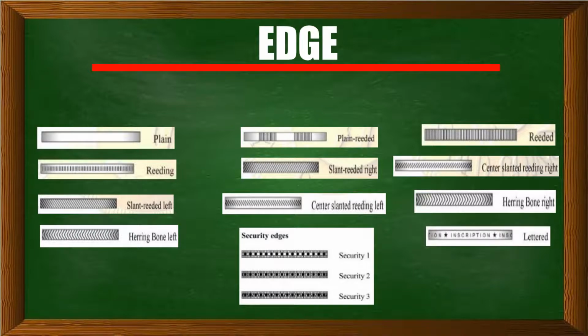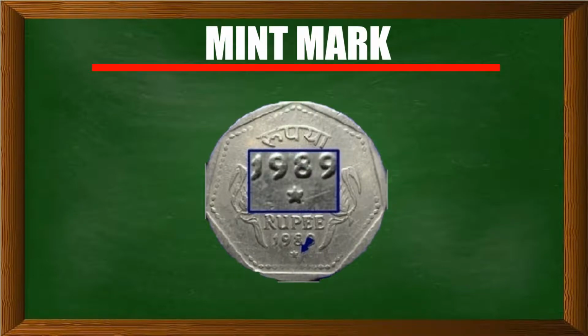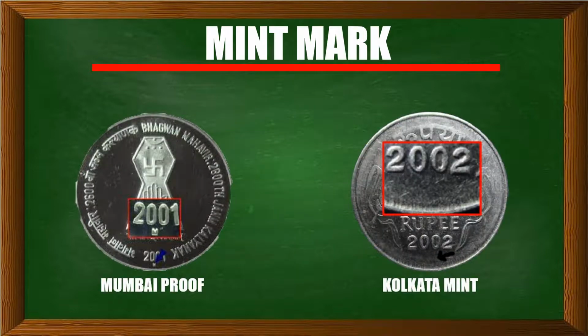Mint mark. Coins are minted from various mints that may be situated inside or outside the country. To identify from which mint the coins are minted, a small mark specific to that mint is added to coins. These marks are called mint marks. Usually they are found below the date. Few coins use the first letter of the mint as mint mark. For example, Indian proof set coins use M for Mumbai. There is no mint mark for the coins minted in Kolkata.